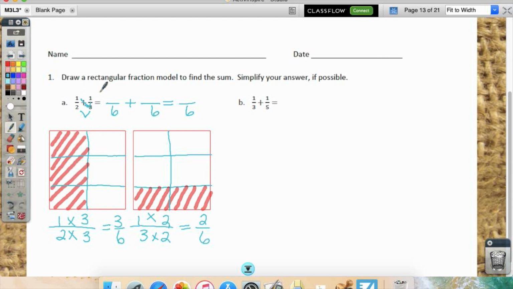So 1 times 3 is 3. And 2 times 1 is 2, and that should be the same thing I got. And now can I add these fractions? So what's 3 plus 2? 5. Okay? And that's going to be my answer. You cannot simplify it. Okay? You can make 6 smaller, but you can't make 5 smaller. All right. How are we doing?